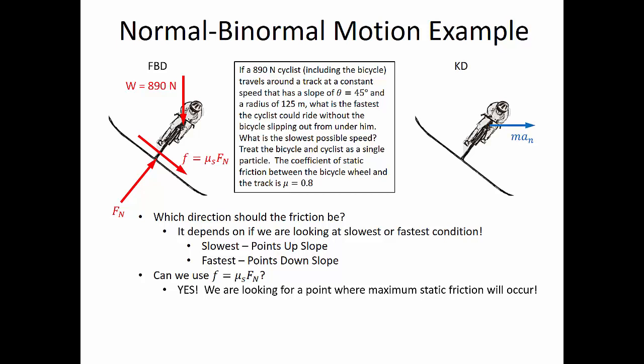Now, when solving these problems, we need to look at a little bit different coordinate system. It's similar to our normal tangential system, but we have a normal binormal system. Our tangential direction is out of the page towards us, but the binormal direction is perpendicular to the normal direction. In this case, our bicyclist isn't accelerating in the binormal direction, or else he'd be coming up off of the track.